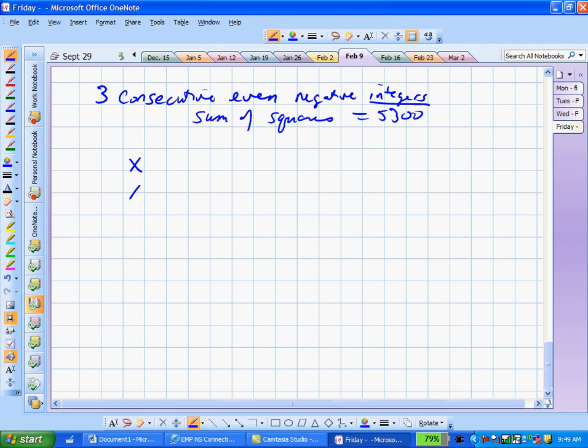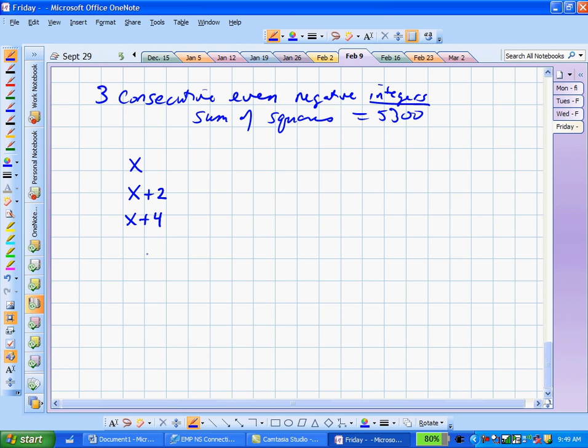What's the next? You don't want to do something cumbersome. You want to keep it easy. So what's the next consecutive even negative number if x is the first one? x plus 2. All right, we'll go with x plus 2. And the next one? x plus 4. Are you going to agree? Those would be three consecutive even numbers. And if they happen to be negative, that's great.